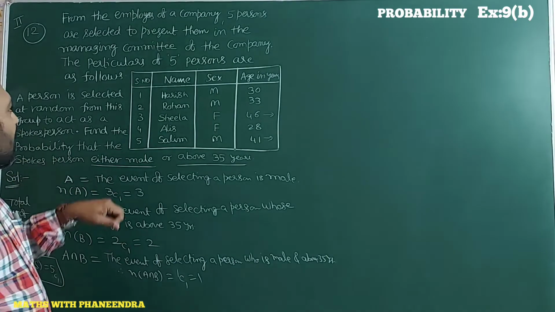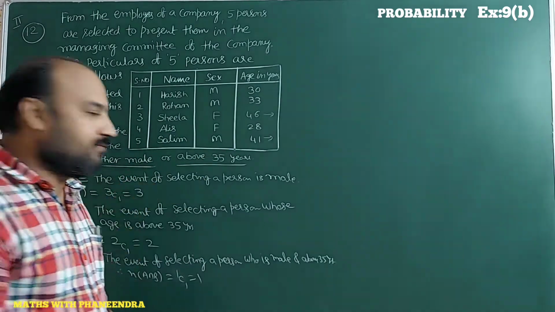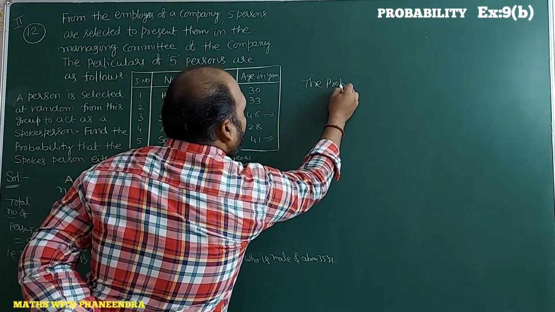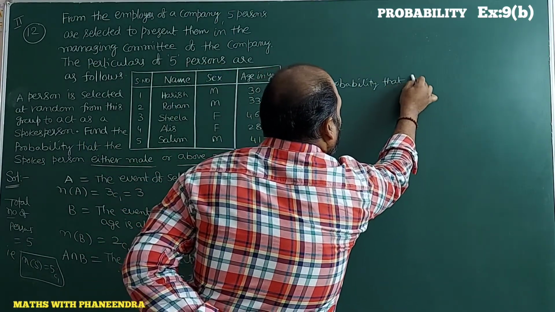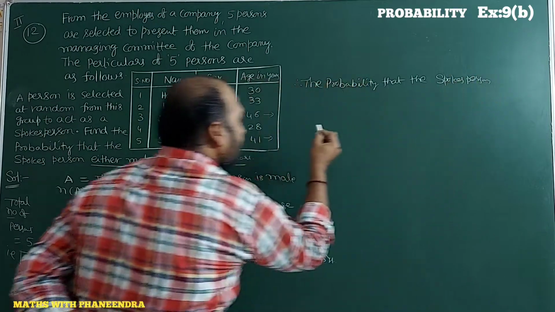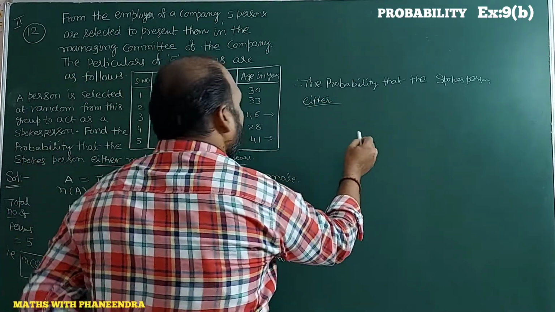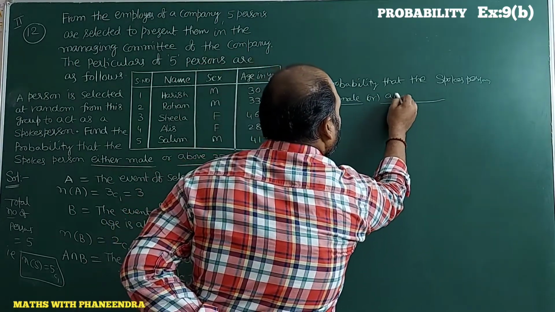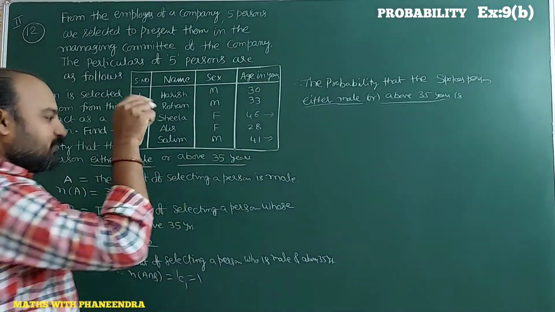Now, the probability that the spokesperson is either a male or above 35 years. Either or means P of A union B.